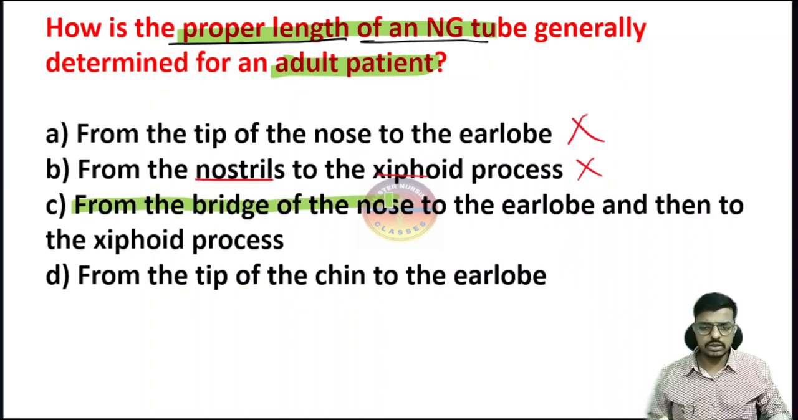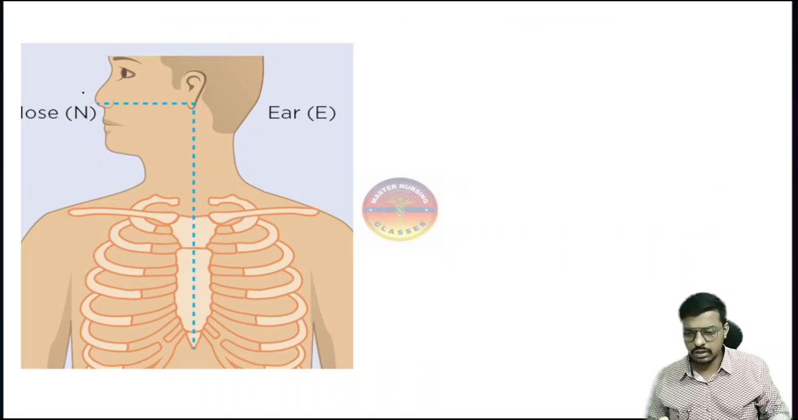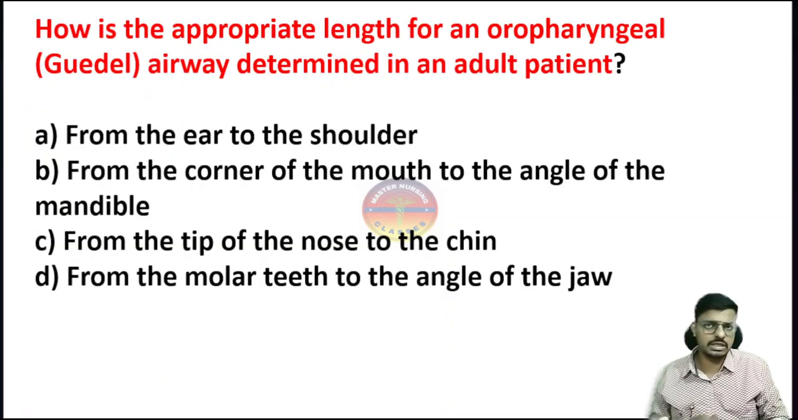Yes, this is the actual technique and the most repeatedly asked question in many exams, so I have brought it in front of you. This is the actual proper technique to measure the length of the NG tube. Look at this one: this is the bridge of the nose, from here to the earlobe, from here to the xiphoid process. This is how we have to measure the length of the nasogastric tube. These anatomical landmarks are very important. The question may strike directly with the same options in your exams.